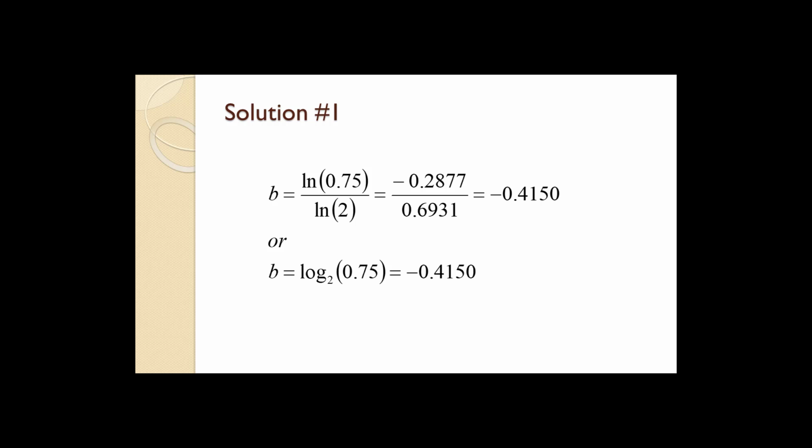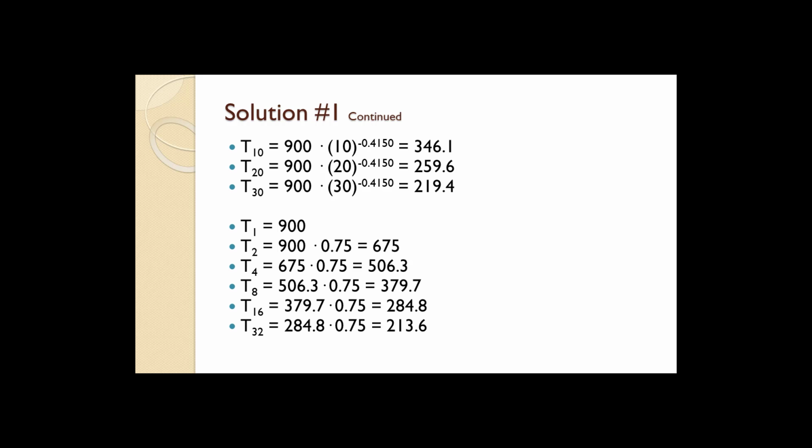You can use either approach depending on your calculators. They give the same results. My calculator, for example, has the ln function but not the log function. Now that we have B, we can calculate the time for the 10th unit as the time for the first unit, or 900 times 10 raised to the negative 0.4150 power. That works out to 346.1.